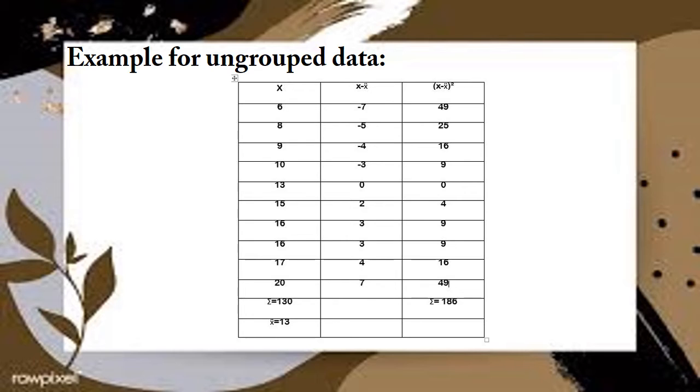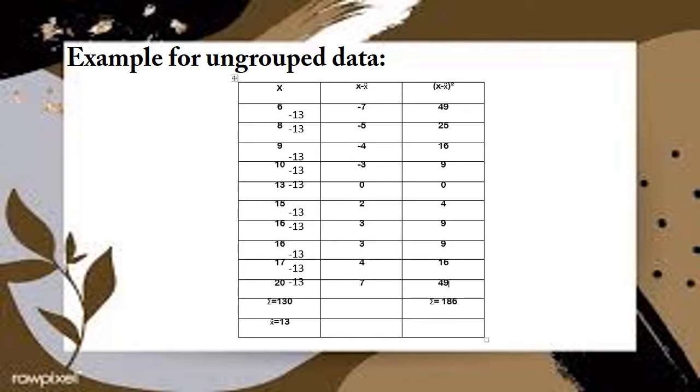Now we have an example here, a table for ungrouped data. The x there is our given values or the scores. Then x minus x-bar is the difference between the score and its mean. As you can see in the table, the mean has already been given, which is 13. So in getting the negative 7, we just subtract 13 from 6. So 6 minus 13 is equal to negative 7. And the rest will follow. That's how it was done.